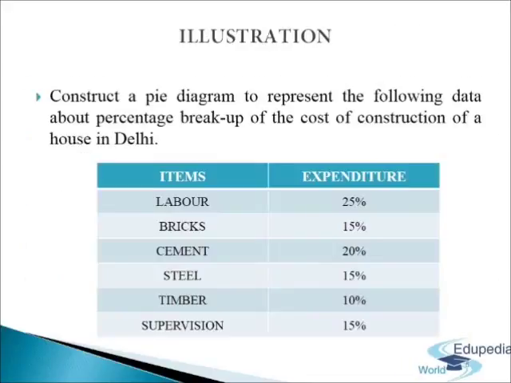Let us understand pie diagram with the help of following illustration. We have to construct a pie diagram to represent the following data about percentage breakup of the cost of construction of a house in Delhi. As you can see in the table, items is given and expenditure is given in percentage. That is labor 25%, bricks 15%, cement 20%, steel 15%, timber 10% and supervision 15%.